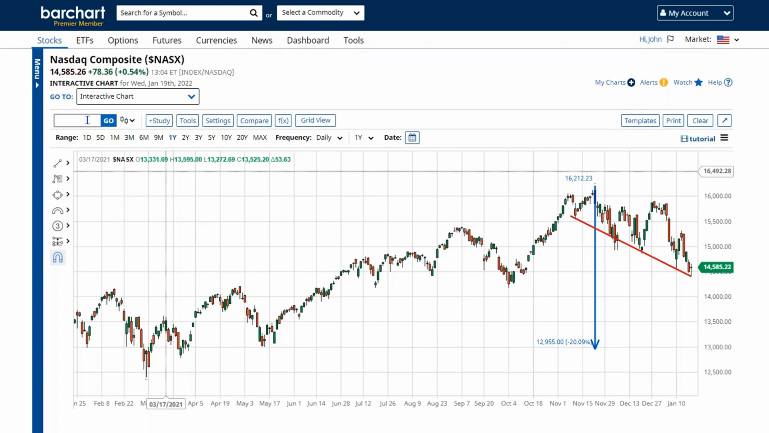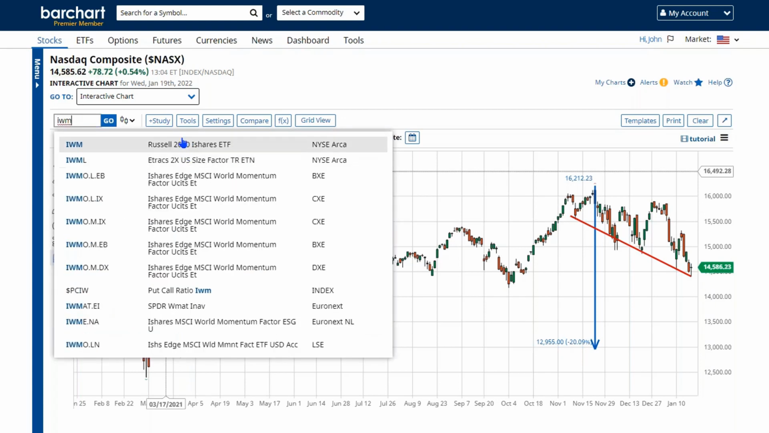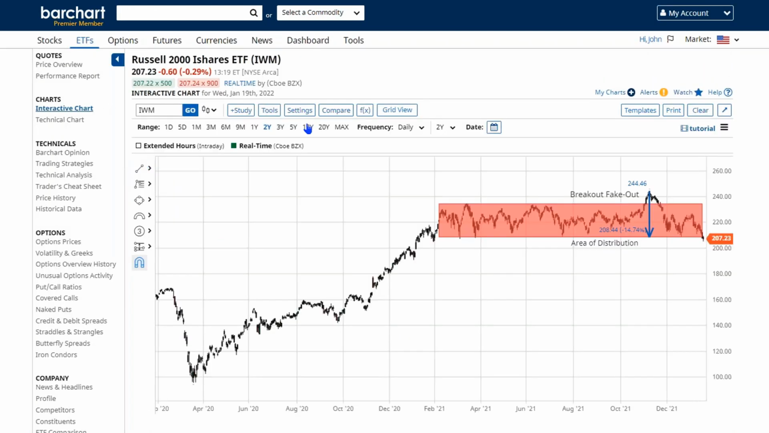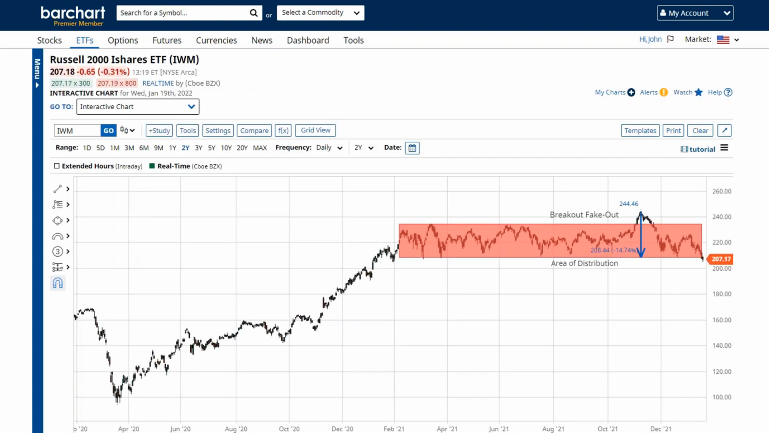But if we go to, let's say, the Russell, we see a different picture here. We definitely see that area of distribution where the market trades sideways for a longer period of time. In this case, Russell has been in this area of distribution for almost a year now. You can see that as of recently, we did break out. And if we were in a bull market, that breakout should have been rewarded. In other words, prices should have continued higher as we made that new high.